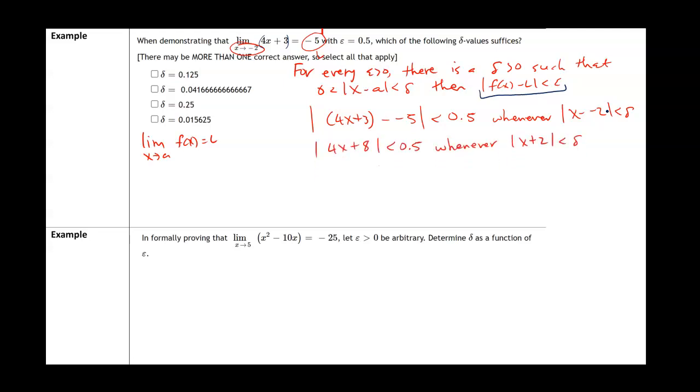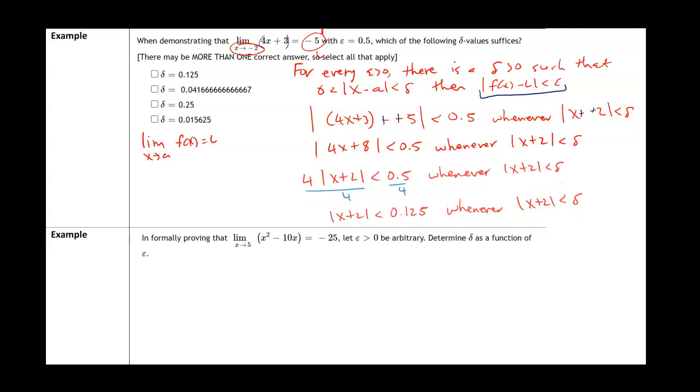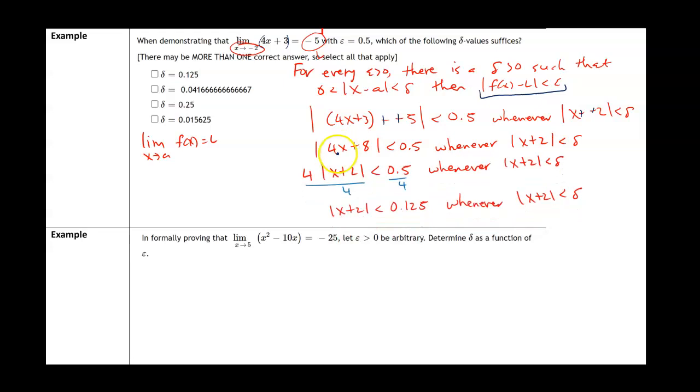Okay, let's simplify this. The two negatives turn into a positive, so 3 plus 5 gives you an 8. So you have |4x plus 8| less than 0.5 whenever |x plus 2| is less than delta. Now we can factor out a 4. So if you factor out a 4, we're left with 4 times |x plus 2| less than 0.5 whenever |x plus 2| is less than delta. Now, as you can see, what we're doing is trying to make these two equal.